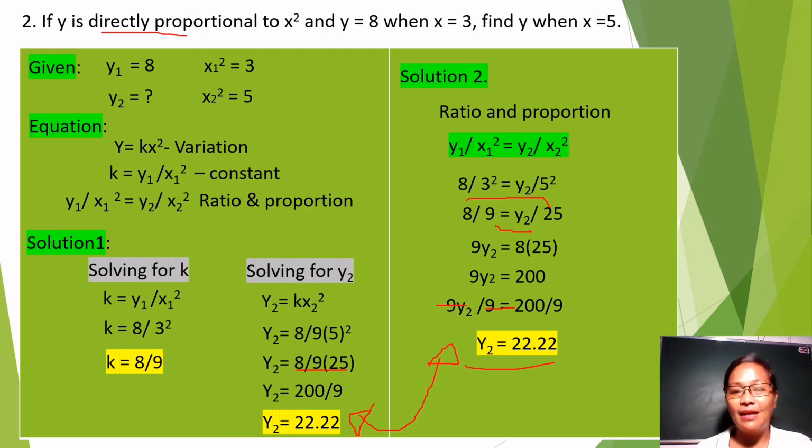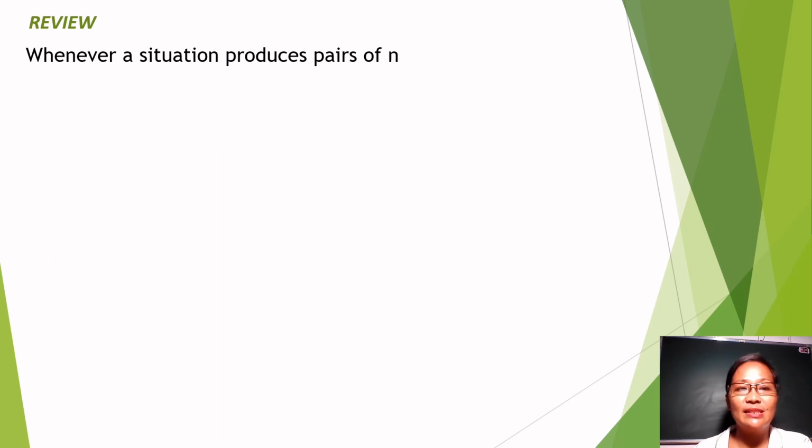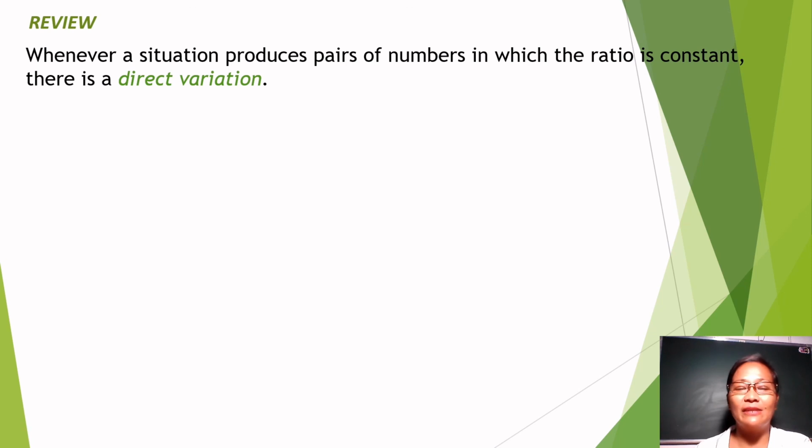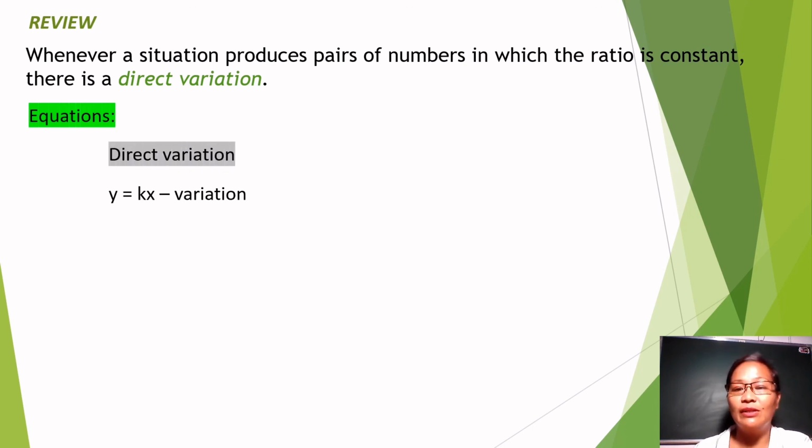Okay, next. Before I give you exercises, we're going to review first. Whenever a situation produces pairs of numbers in which the ratio is constant, there is a direct variation, which is our lesson for today, or direct square variation. These are the equations that we need to remember. For direct variation, y is equal to kx for the variation equation. k is equal to y all over x for our constant, and y sub 1 all over x sub 1 is equal to y sub 2 all over x sub 2 for our ratio and proportion.